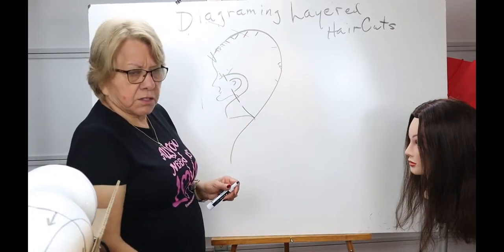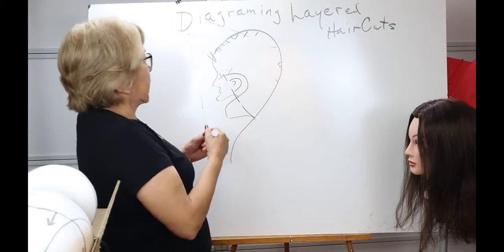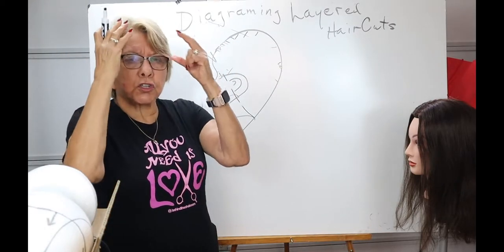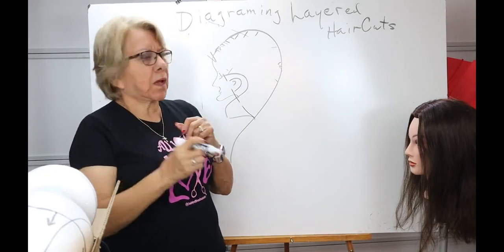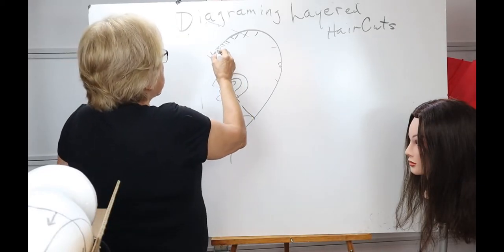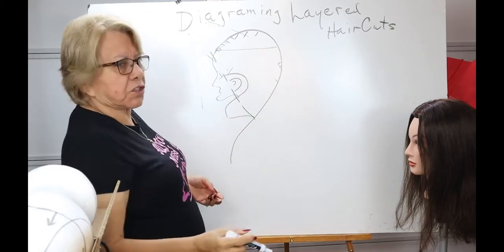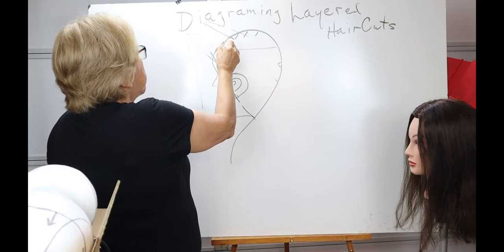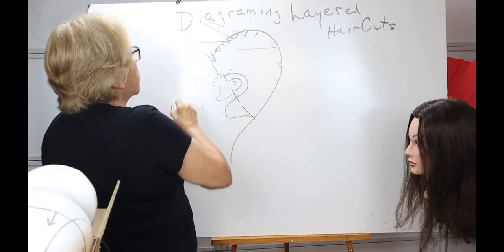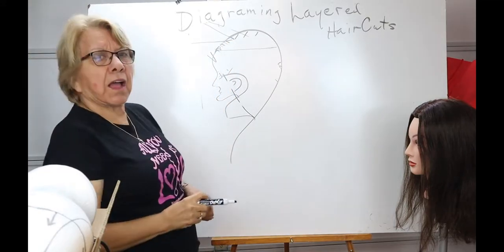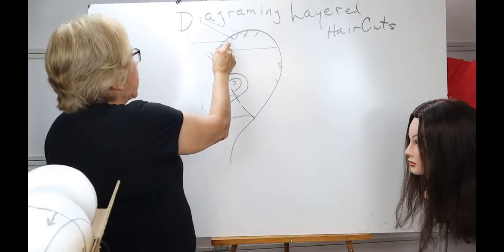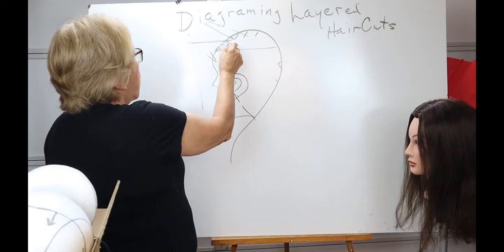Okay, so let's say that she says, but I don't really want it too short up on top. So you're still going to part it off at the parietal line. That just helps you separate it a bit. This time, instead of holding it up, you're going to hold it out. Do you see how that has now become a little longer? You can hold it out as much as you want.